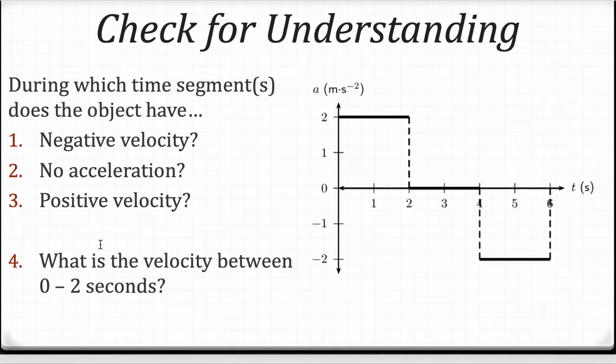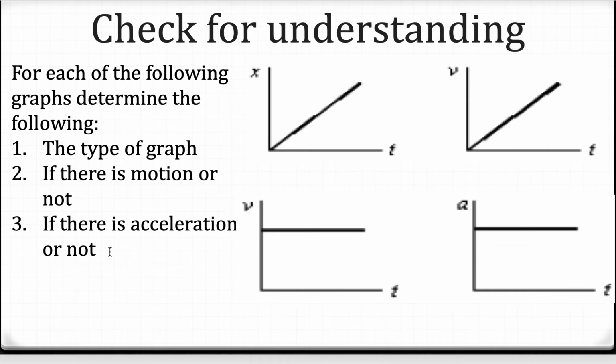For question 4, what is the velocity between 0 to 2 seconds? So we would need to find the area there. We have a width of 2 and a height of 2, so 2 times 2 is 4, so our velocity is 4 meters per second. All right, and last question, we're going to bring in position graphs and velocity graphs. So for each of the following graphs, determine the following. First, the type of graph, then if there's motion or not, and if there's acceleration or not.